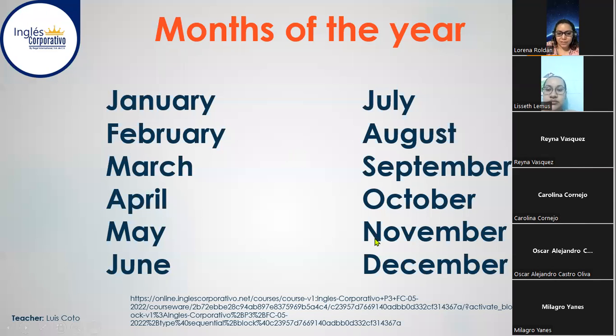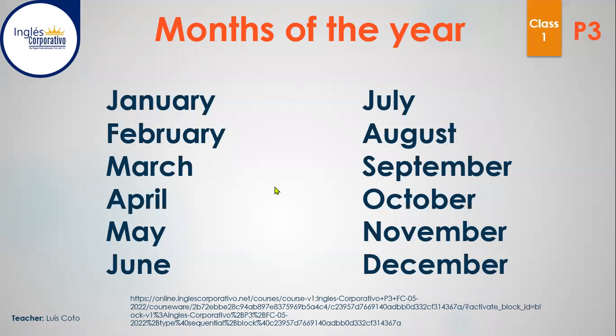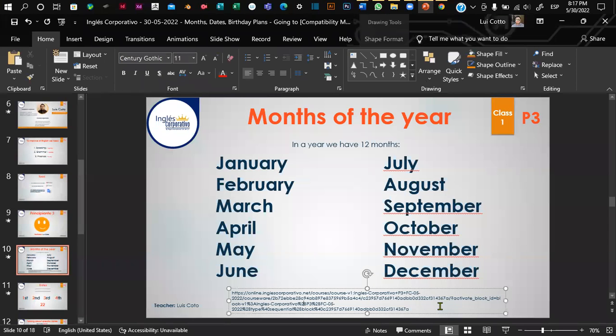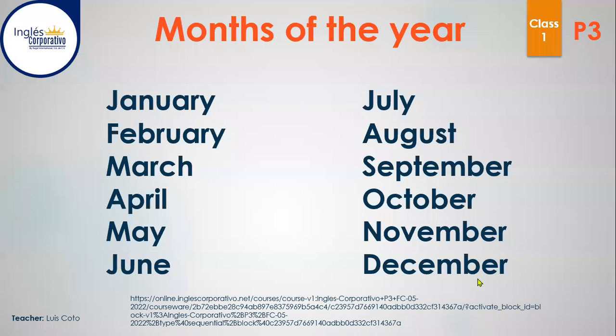N. Repeat. Correct. And this one is R. Let's try to repeat it. Okay, excellent. R. No big issues with the months of the year. You can practice that. I have a link, but that is in the platform. That is the video link. We are going to continue with the next part.